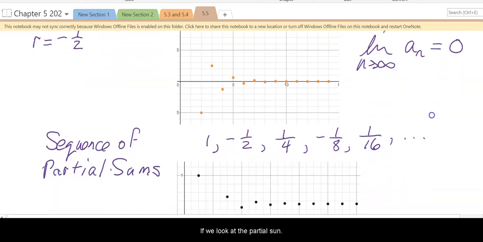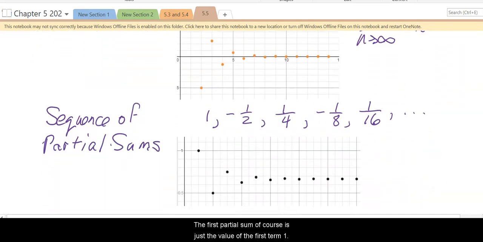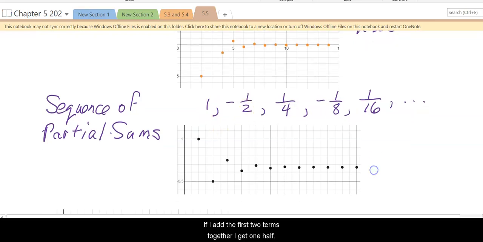If we look at the partial sums, the first partial sum, of course, is just the value of the first term, 1. If I add the first two terms together, I get 1/2, which is the value you see here. This is S1, and this one is S2, the sum of the first two. Or if you want to start at 0, you can write it somewhat differently. This is the sum of the first 3, which gives me this value here, the sum of the first 4.